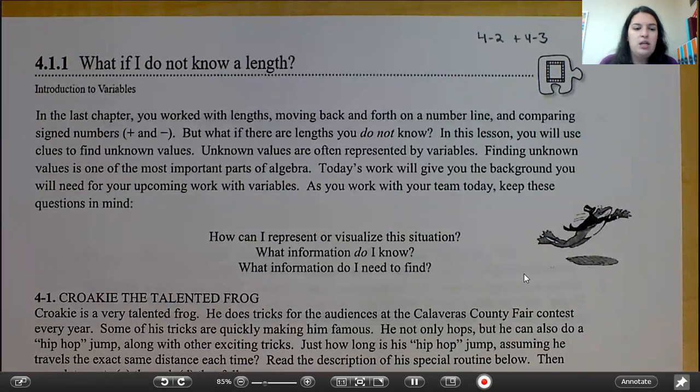As you work with your team today, keep these questions in mind. How can I represent or visualize this situation? What information do I know? And what information do I need first? So we're going to turn over to problem 4.2, and that's where we're going to start.